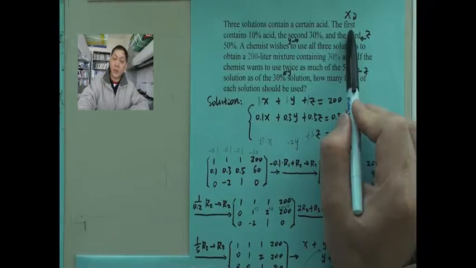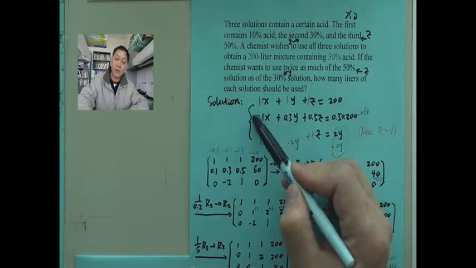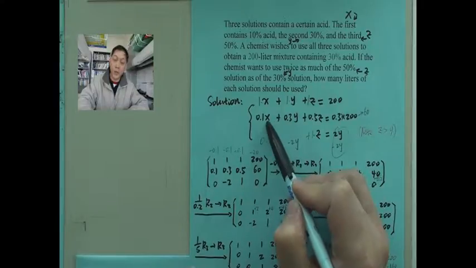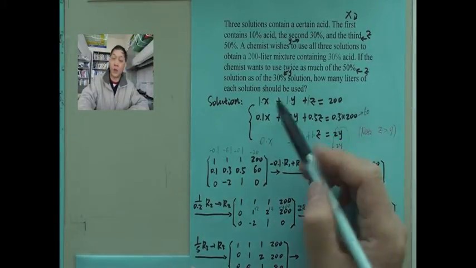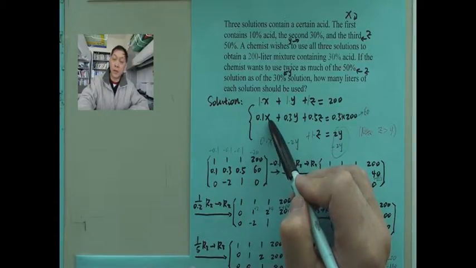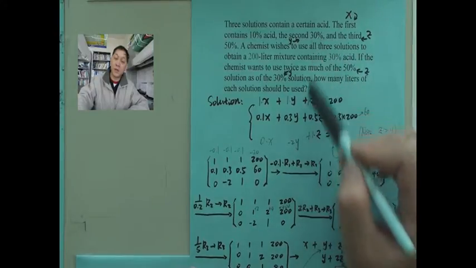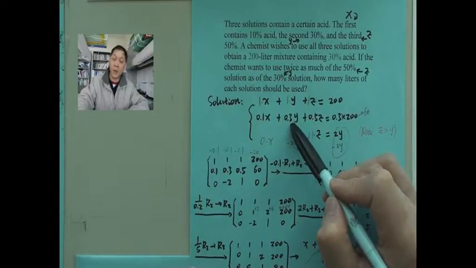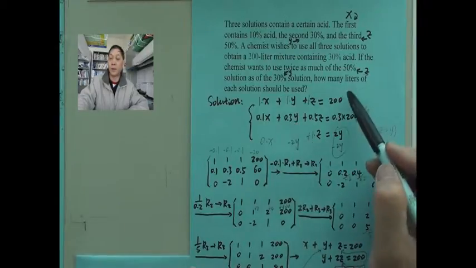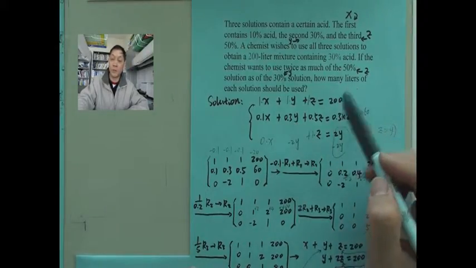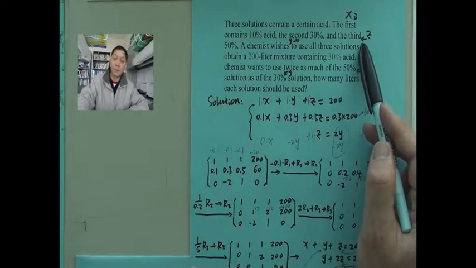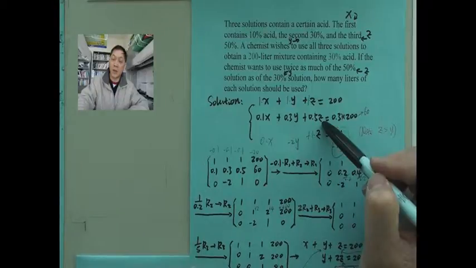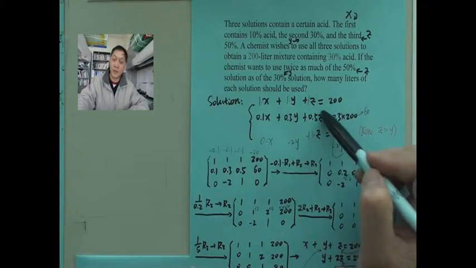On the other hand, we were told only 10% of the amount of X is acid. So the acid from the first solution is 0.1 times X, because only 10% of the amount of X is acid. 30% from the second solution is acid, so 0.3 times Y is the acid from the second solution. And then the third one is 50%, so 0.5 times the amount of the third solution, Z, gives you acid.